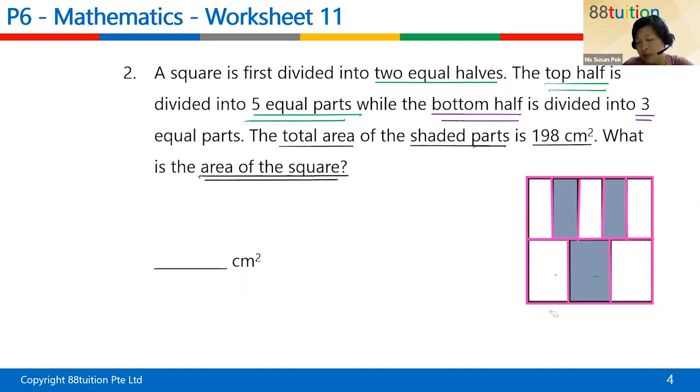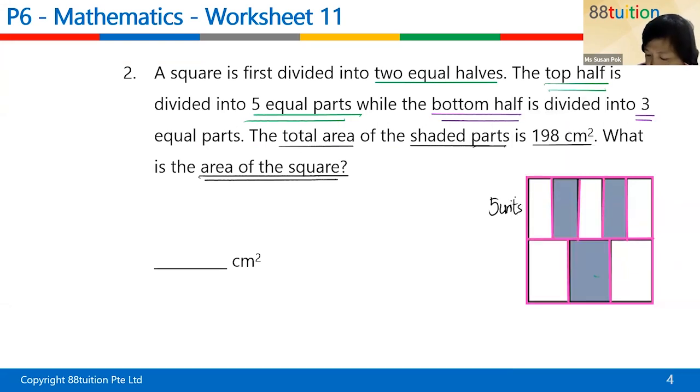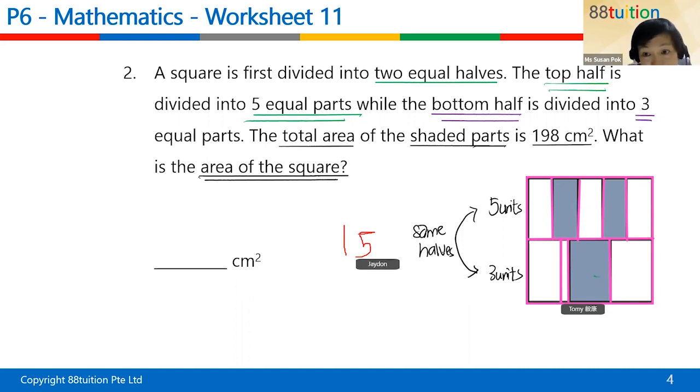Since they are all the same, right? Since this is 1, 2, 3, 4, 5 units, it's a 5 unit. Here is 3 unit. But they are supposed to be the same half, right? So they must have a common unit that you can think of. What is a common number which can be divided by 5 and 3 itself?